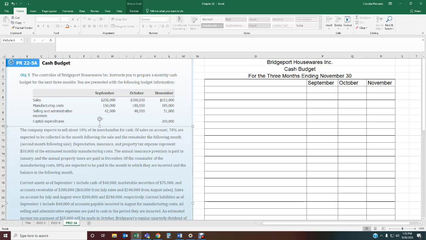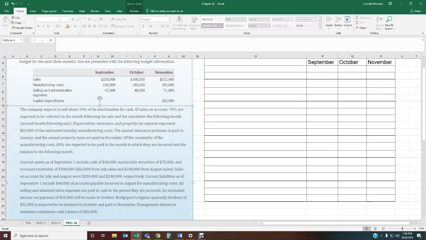Of the remainder of the manufacturing cost, whatever we have left over, 80% are expected to be paid in the month in which they are incurred and the balance in the following month. So we're going to have to make some adjustments to our manufacturing costs by deducting our $50,000 estimated monthly manufacturing costs, and then whatever we have left over, 80% is going to be paid in the month it is incurred, and then 20% the following month.